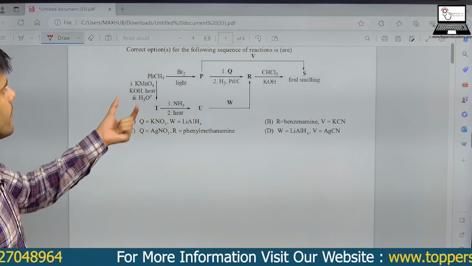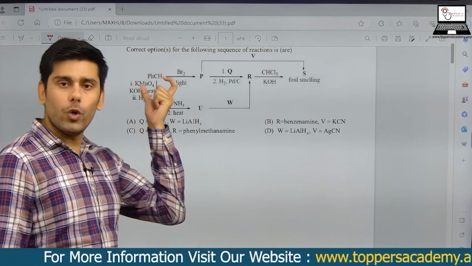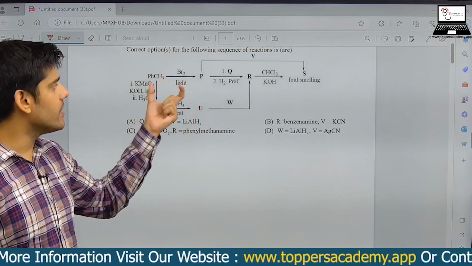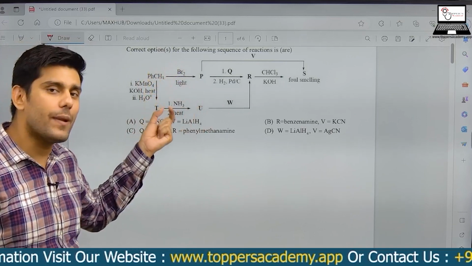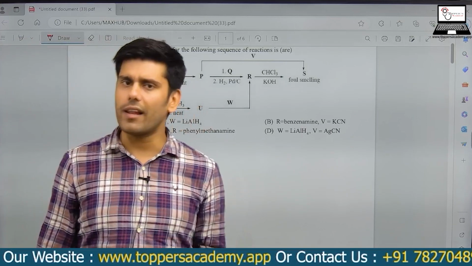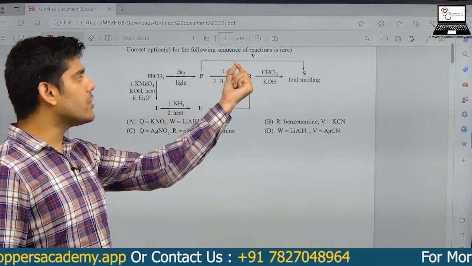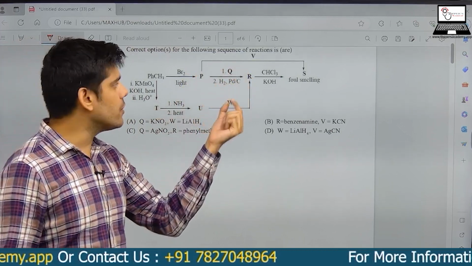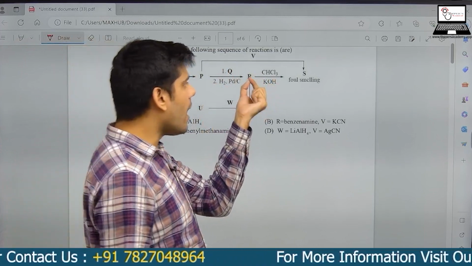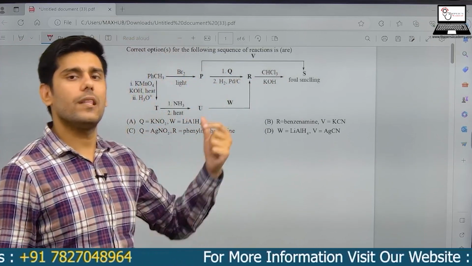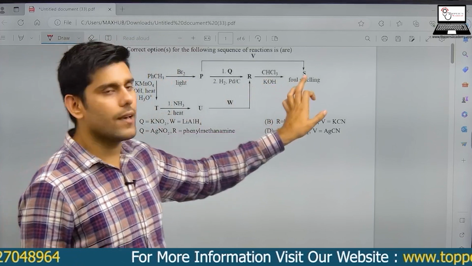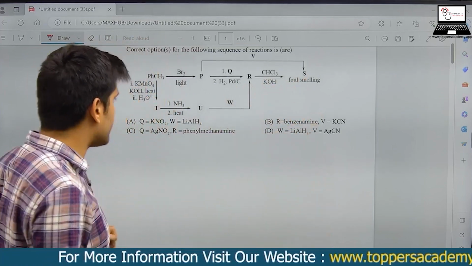The problem is that we start from toluene, and the first reagent is halogenation or bromination in the presence of light. We know that it is for the allylic or benzylic substitution. We get P. P upon reaction with Q followed by the reduction gives you R, and R on treatment with chloroform in the presence of a strong base gives a foul-smelling substance S.